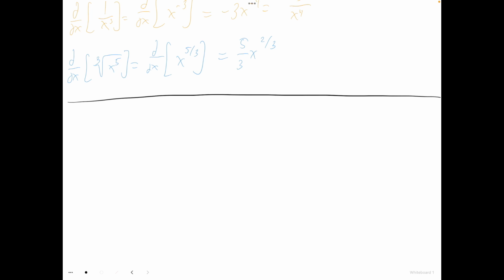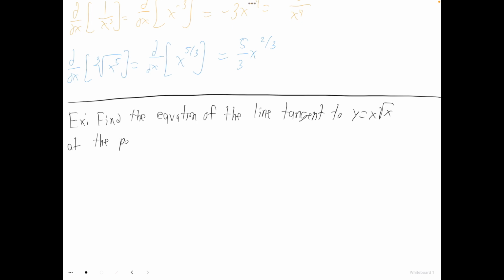So one more example to keep in mind is that we can compute tangent lines using derivatives. That was the whole motivation for derivatives. So let's look at the following example. We want to find the equation of the line tangent to y equals x square root of x, at the point (1, 1).